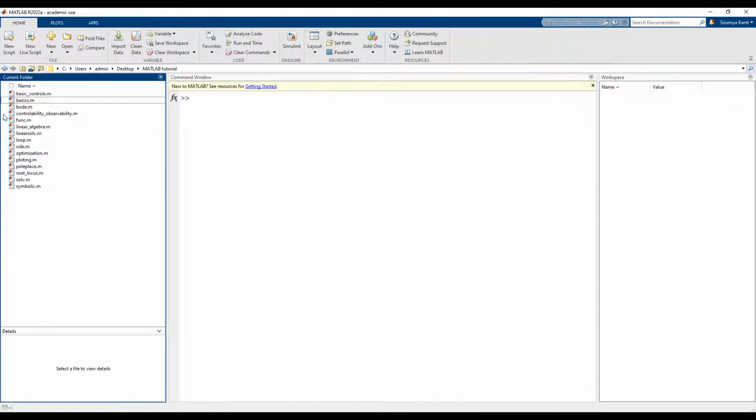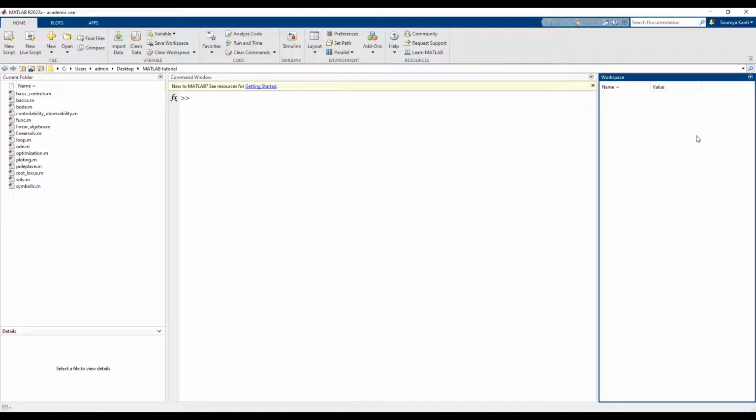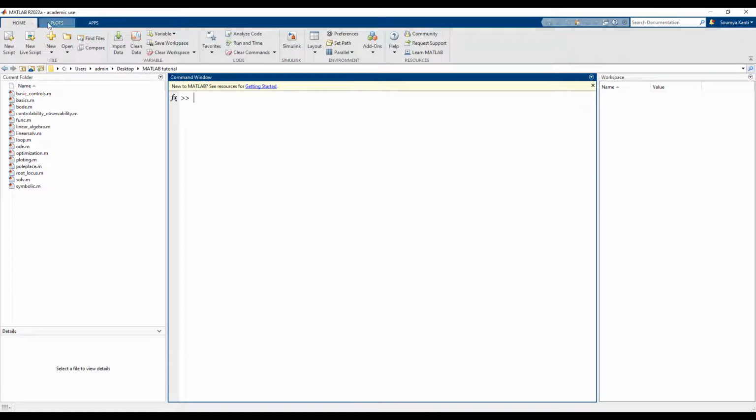Here to the left you can see this is the current folder. I'll come back to this later. Similarly, you can see a command window in the middle, and there's a workspace to the left. And you have different tabs like home, plots, apps, some things like this. To start, you can do almost everything from the command window. Like I can add two numbers, so 1 plus 2 gives me 3.